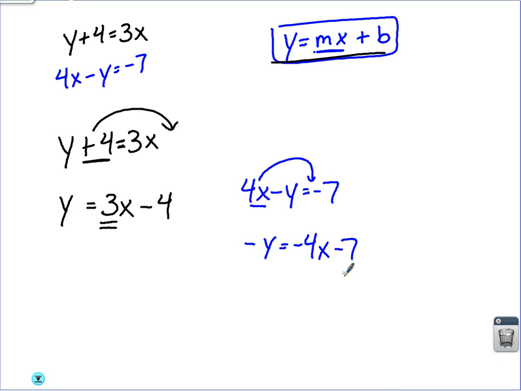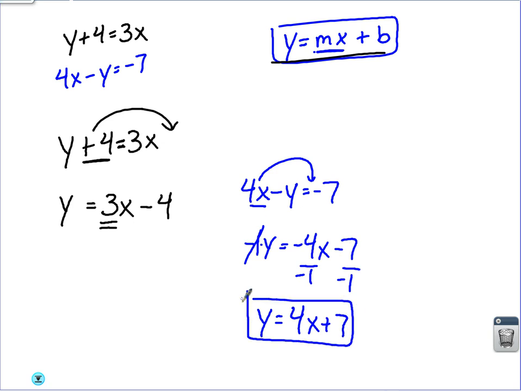But y is still not by itself. It's got a number out in front of it, and that number is understood to be a -1. So in order to get rid of that -1, now we have to take it to the other side since it's being multiplied. We will divide everything by -1, which leaves us with the equation y equals, because that cancels out, negative divided by negative is a positive 4x, negative divided by negative is a positive 7.